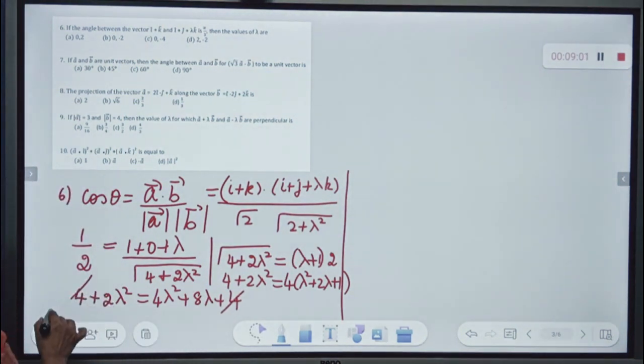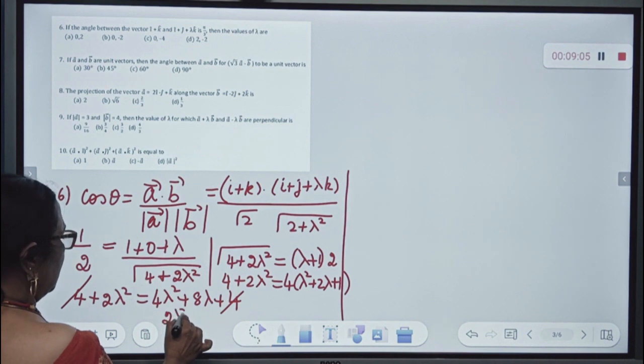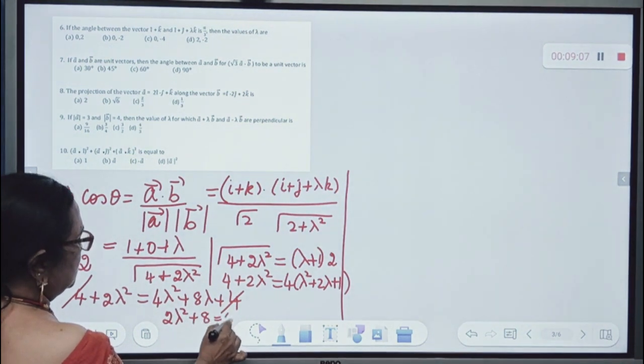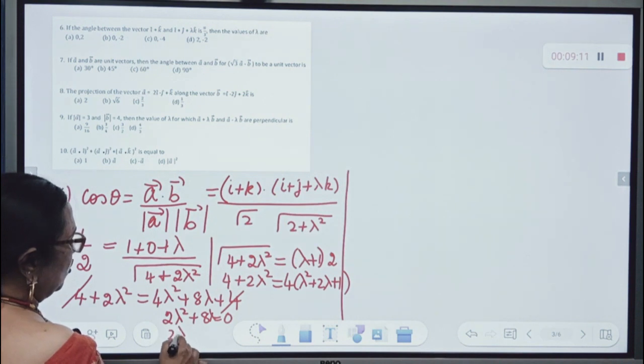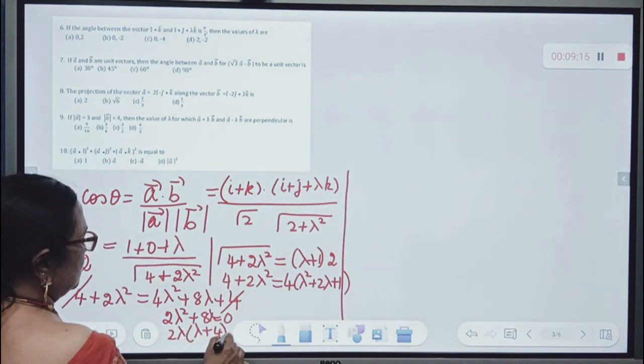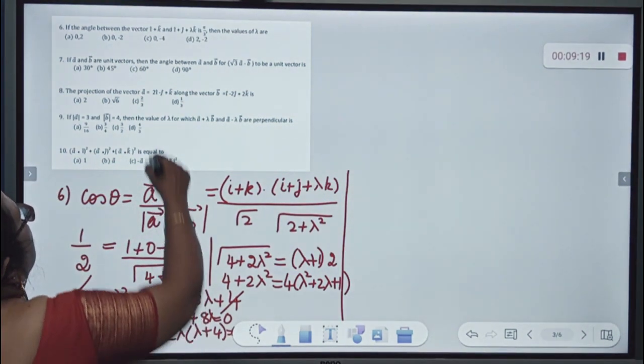So 4 gets cancelled. I will get 2 lambda square plus 8 lambda equal to 0. So if I take out 2 lambda outside, I will get lambda plus 4 equal to 0. So lambda is 0 and minus 4.